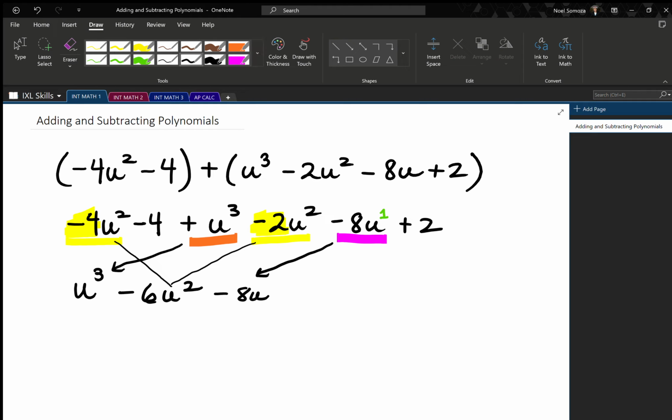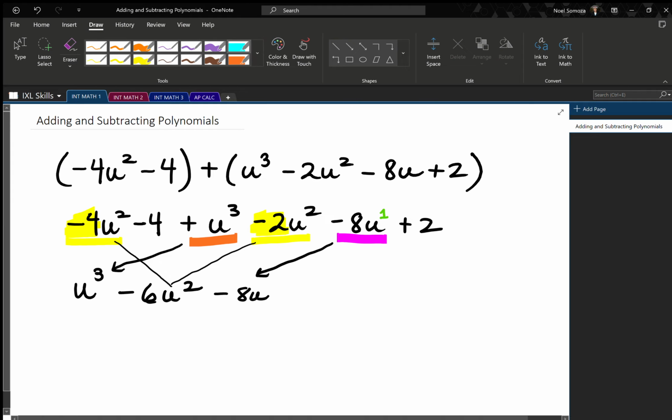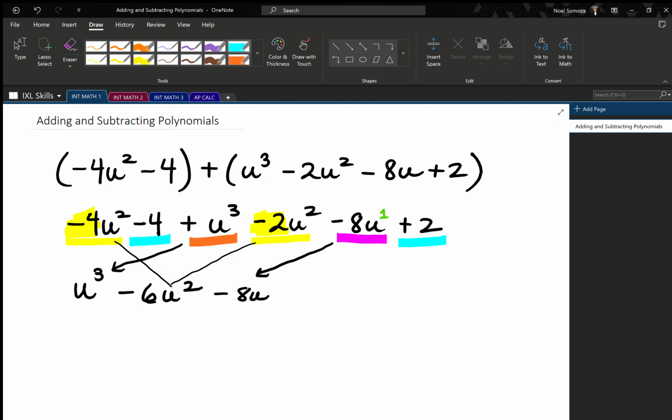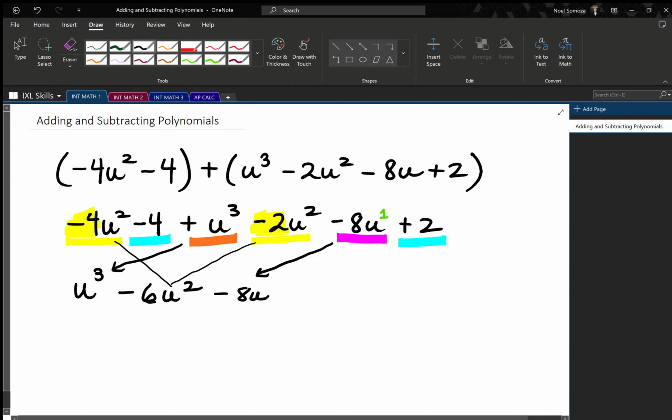Finally, after we no longer have any terms left with a power of 1, we look to our constants. So the constants are negative 4 and positive 2. All right, they belong to the same families because they don't have the variable u. So we're going to go ahead and combine these two terms. So negative 4 plus 2 is going to lead us to a negative 2.